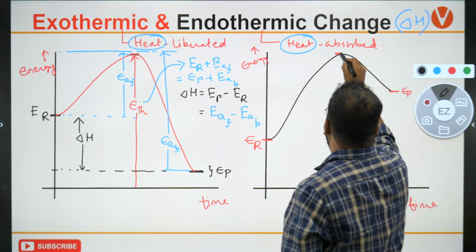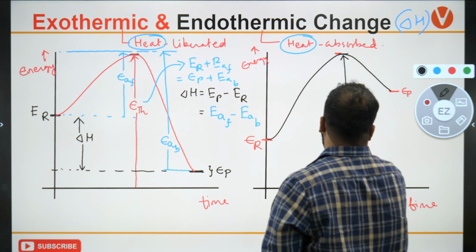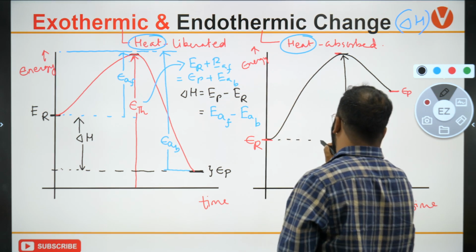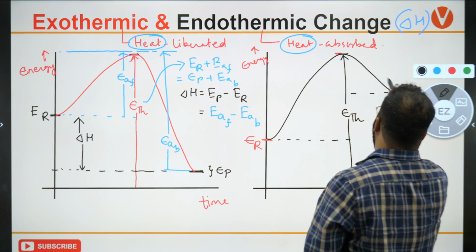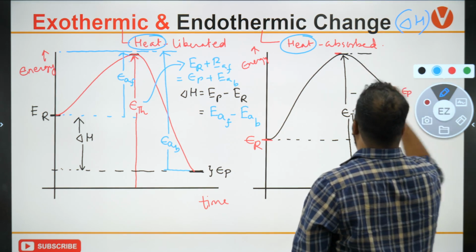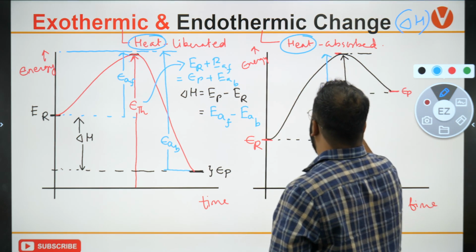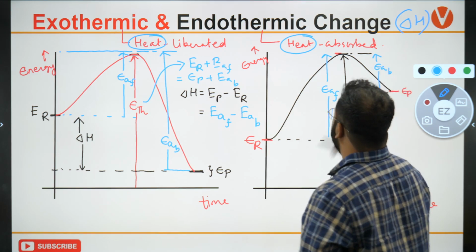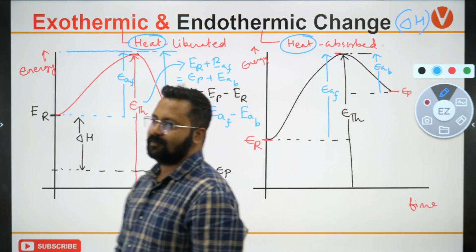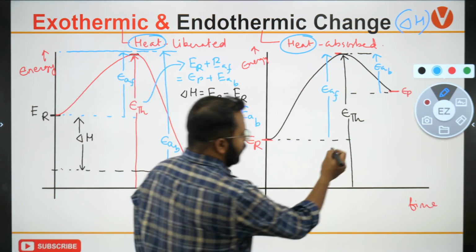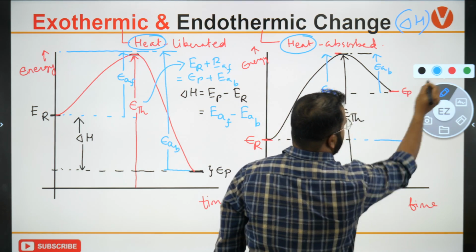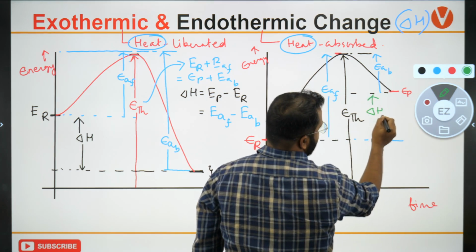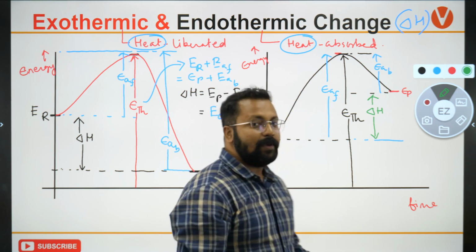In this case, this is ETH. This will be activation energy in the forward direction. This would be activation energy in the backward direction. Okay, so it is pretty much evident that this difference is delta H. Again, this difference can be calculated.